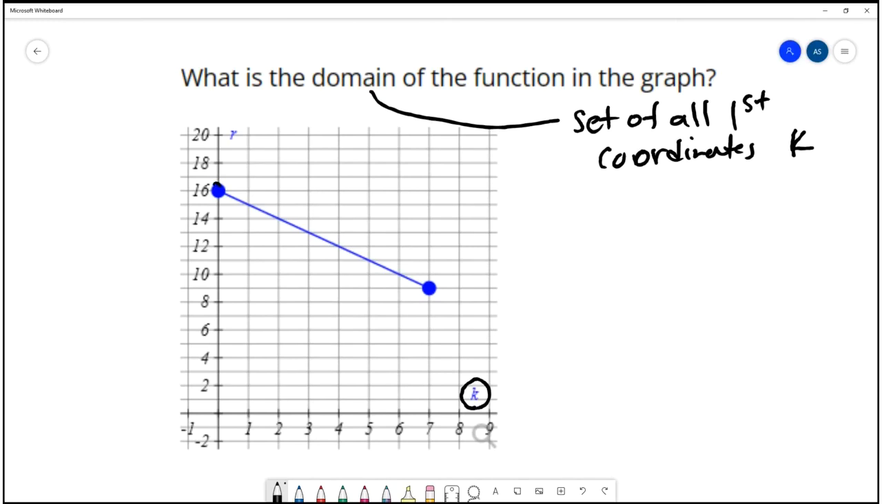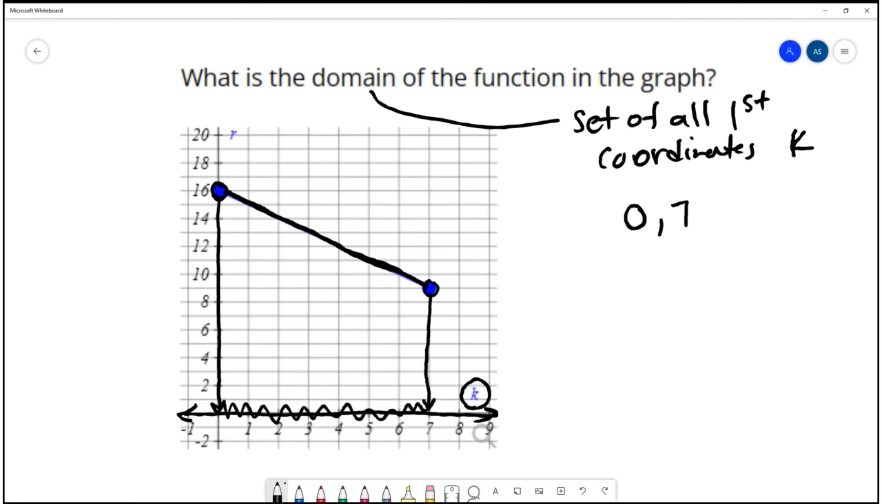You can see that we have a lowest point and a highest point. And when I say low, I'm talking about on this horizontal scale. And the lowest point on that horizontal scale I can see is 0. And the highest point on that scale is a 7. And because these 2 points are connected with a line, all of the points in between are included as well.